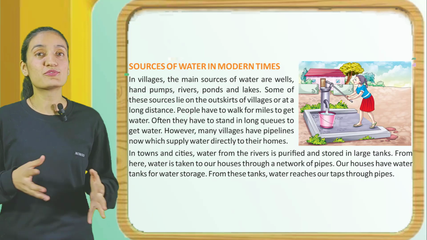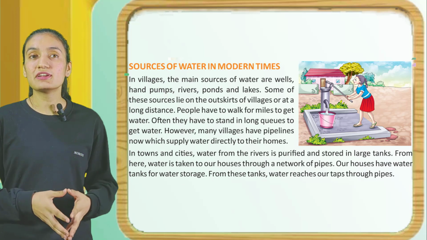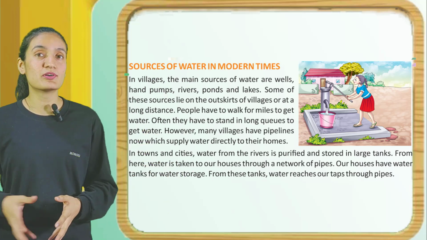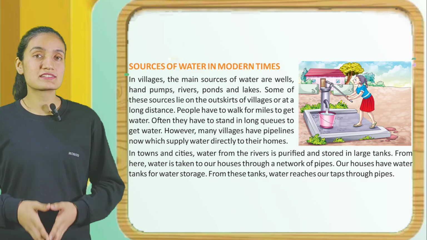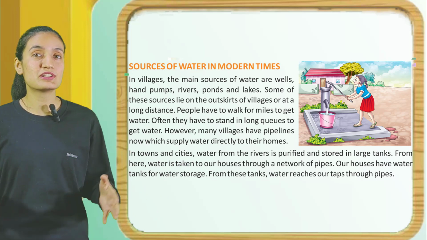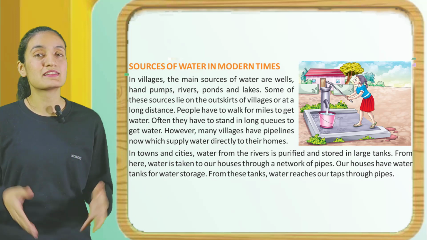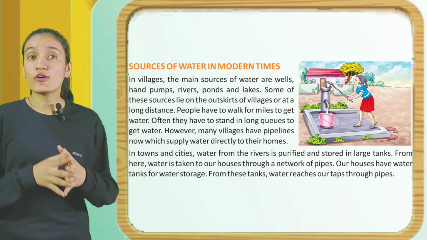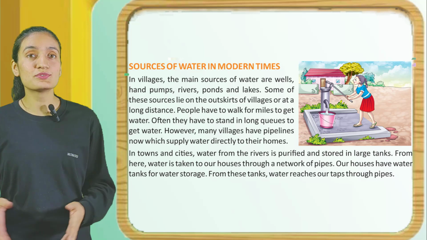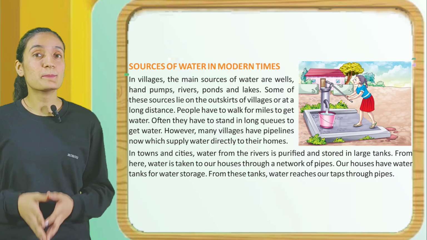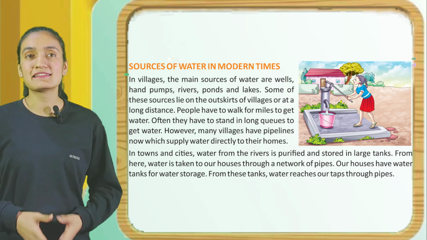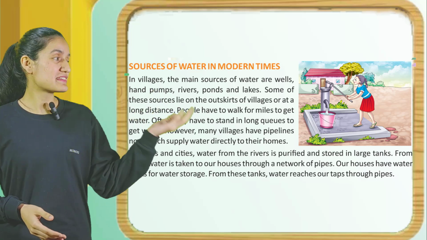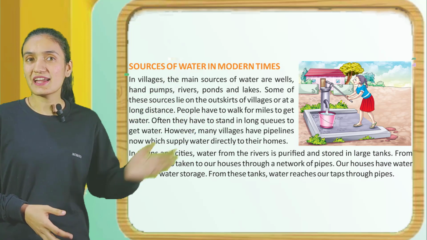Now, sources of water in modern times. In villages, the main sources of water are wells, hand pumps, rivers, ponds and lakes. Some of these structures lie on the outskirts of villages or at a long distance. People have to walk for miles to get water. Often they have to stand in long queues to get water. However, many villages have pipelines now which supply water directly to their homes. You can see in this picture a girl using a hand pump.